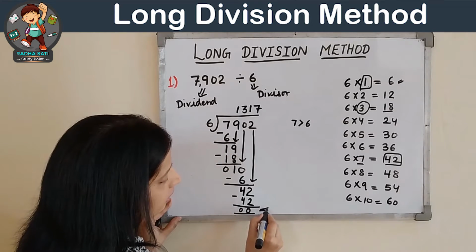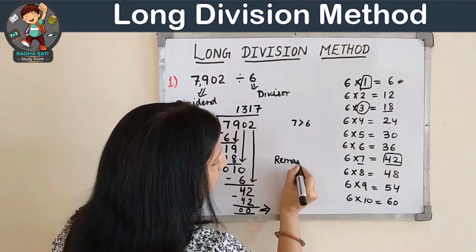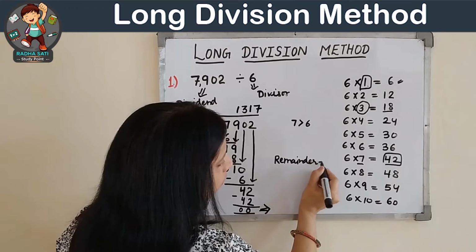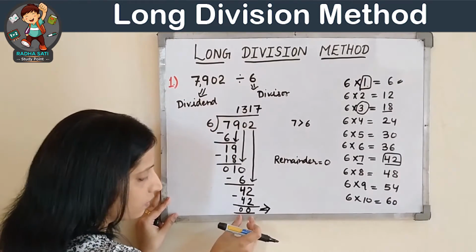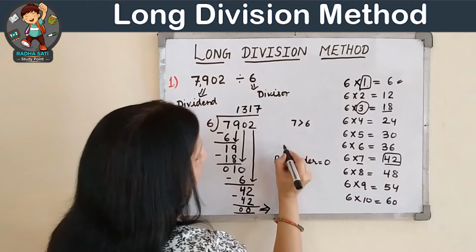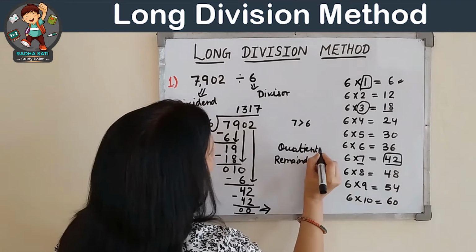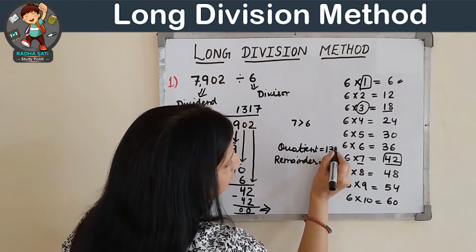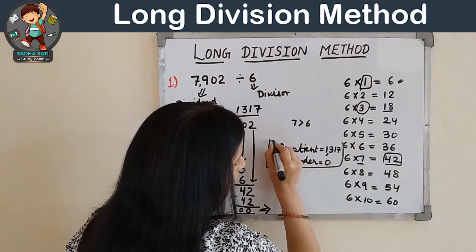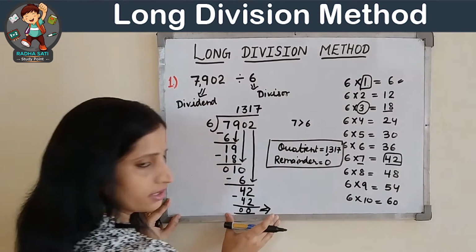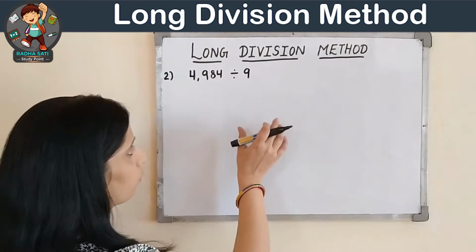This means in this question our remainder is 0. The number left over after division process. This is known as our remainder and here our quotient is 1317. Okay. So by this way we will solve this question. So now we will do second question.